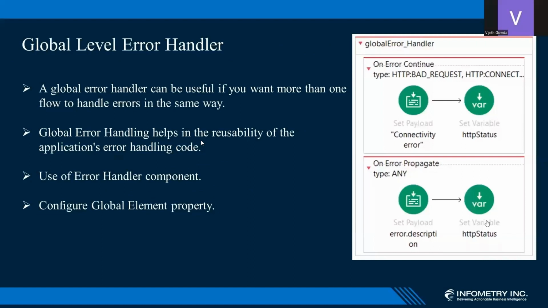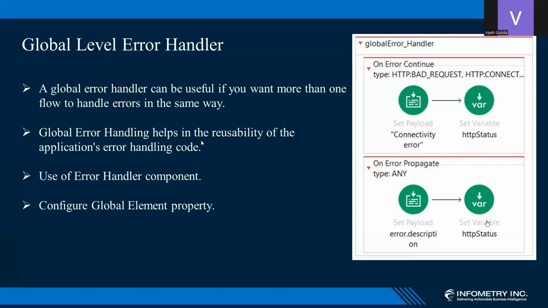The global level error handler is an error handling strategy in MuleSoft that allows you to define a single error handling flow that will handle any unhandled error that occurs within your Mule application. In a project, we have multiple XML files and multiple flows. If you want an identical error handling strategy that will handle all the errors from all the XMLs and all the flows, we can make use of this global level error handler, and we can define our own in a separate file.